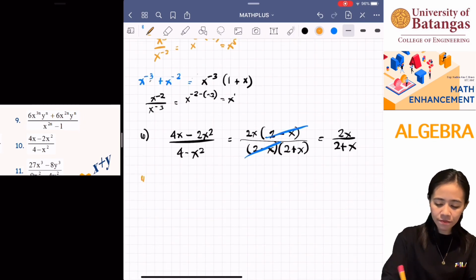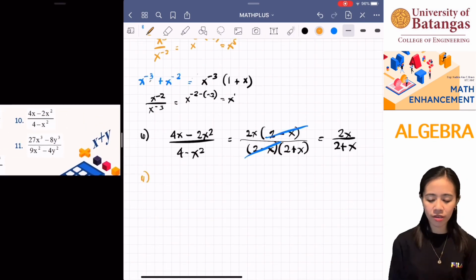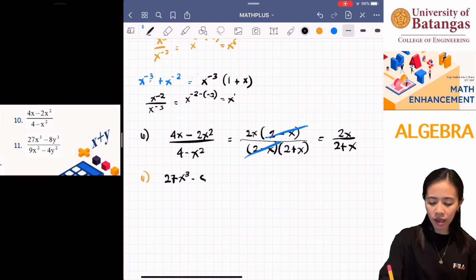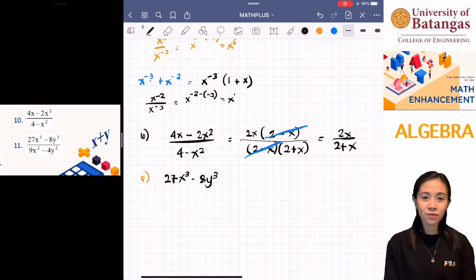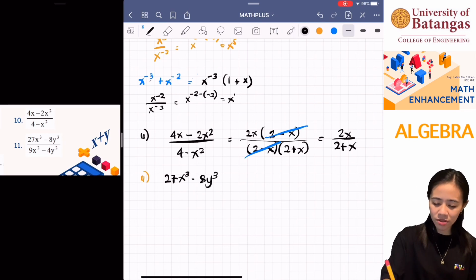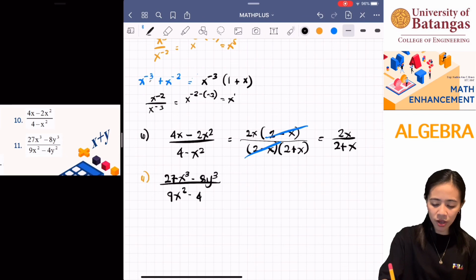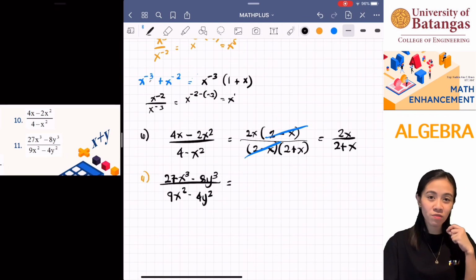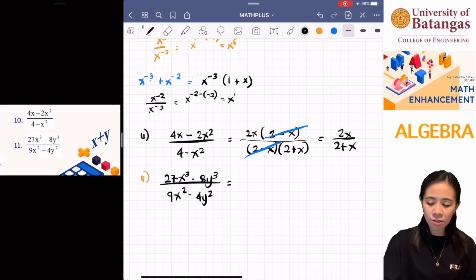Number 11. I think this is the last one. So, you have here 27x cubed minus 8y cubed. This is difference of cubes, di ba? All over, you have 9x squared minus 4y squared. Okay? So, hugutin lang natin yung knowledge natin ng special product or factoring difference of cubes.